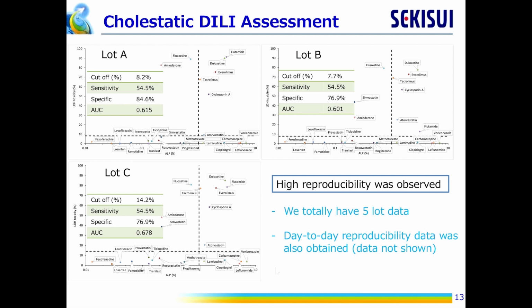It's not shown here, but we also have data from 2 more hepatocyte lots. So we typically have 5 lots of data. We also check day-to-day reproducibility and determined there was no significant difference.